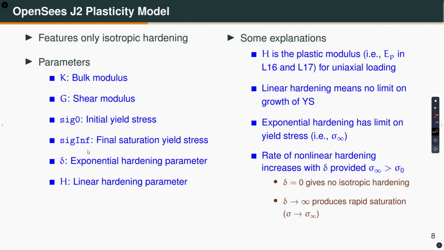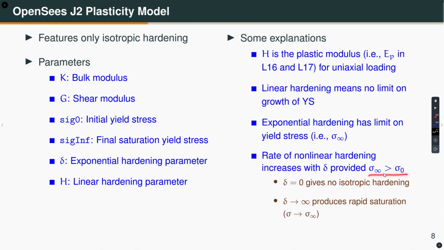Okay? And the rate of nonlinear hardening is controlled by this parameter delta. So, provided you set this sigma infinity greater than sigma 0. In my previous example, I set them equal and there was a non-zero value of delta which did not do anything because sigma infinity was set equal to sigma 0.